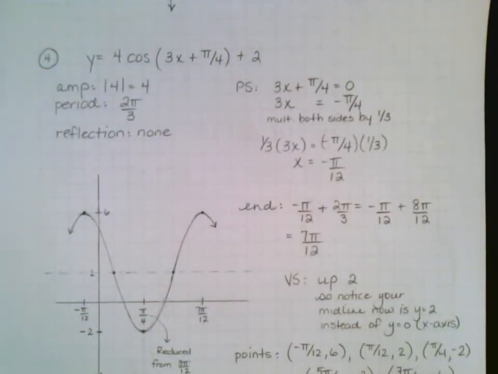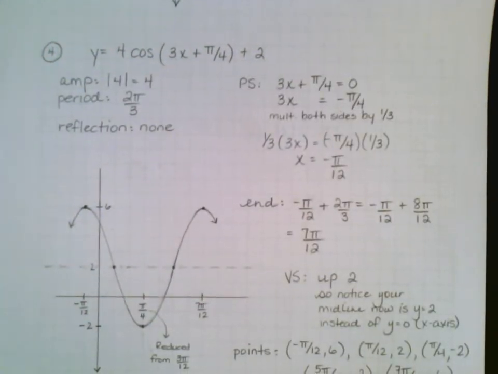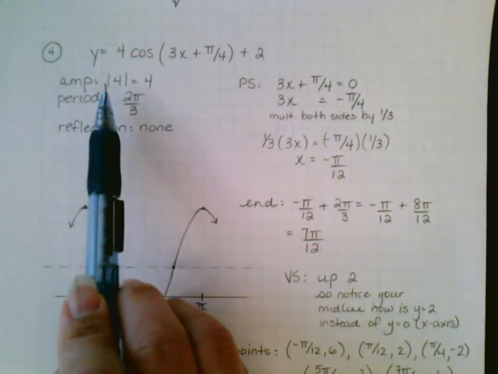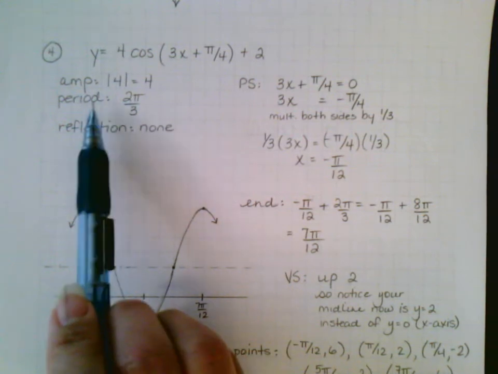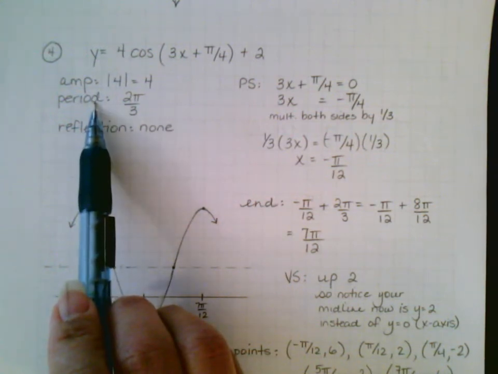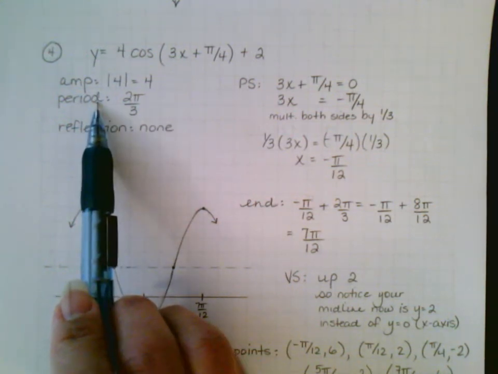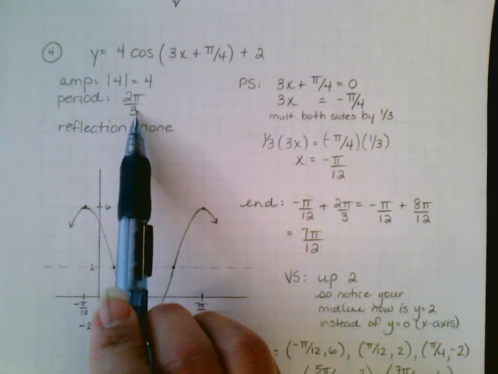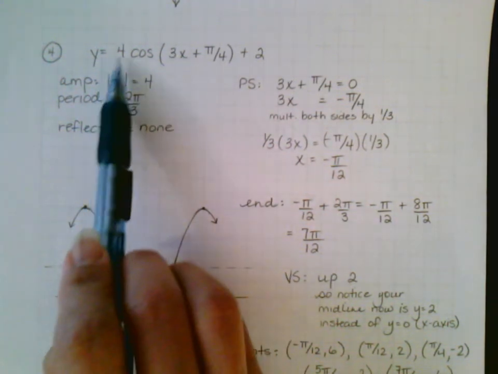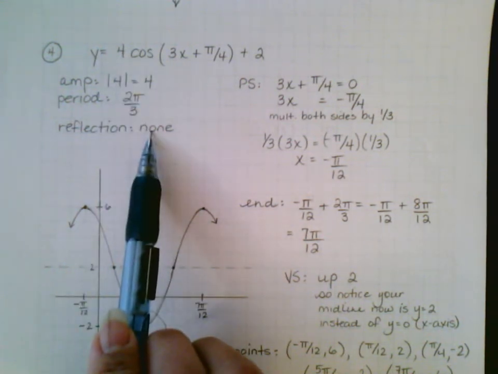Okay, so right here is our amp value. It's going to be 4, take the absolute value. The period is 2 pi divided by your b. Well, 2 pi divided by 3, you're just going to leave it there. I can't simplify any further. No reflection because it's positive.